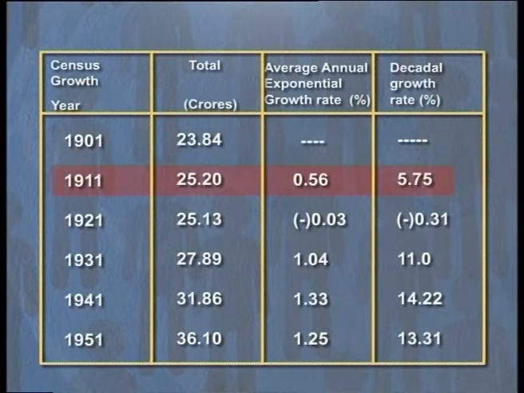In the year 1911, the total population is 25.20, while average annual exponential growth rate is 0.56, while decadal growth rate is 5.75. In the year 1921, population is 25.13, while the average annual exponential growth rate is negative, the value is 0.03%, and the decadal growth rate is also negative, it is 0.31. In the year 1931, we understand that the total population is 27.89, while average annual exponential growth rate is 1.04, while decadal growth rate is 11%.